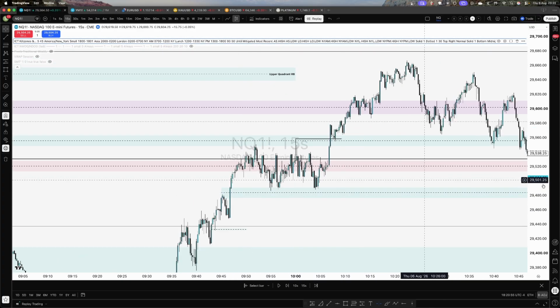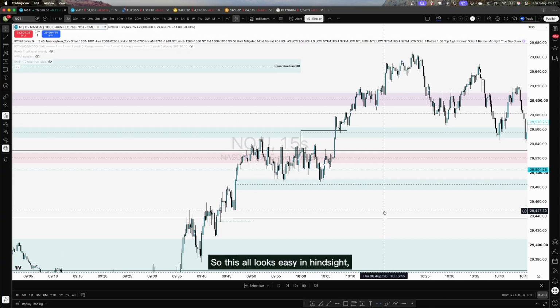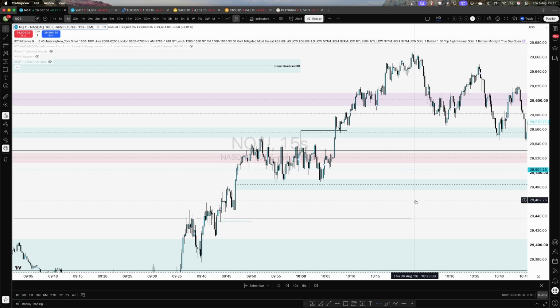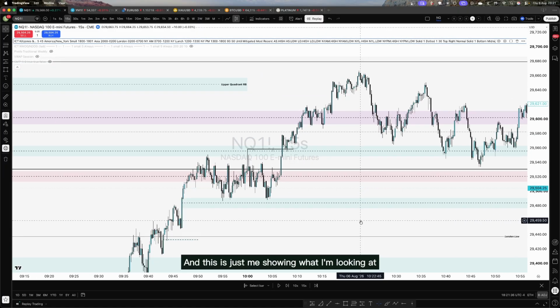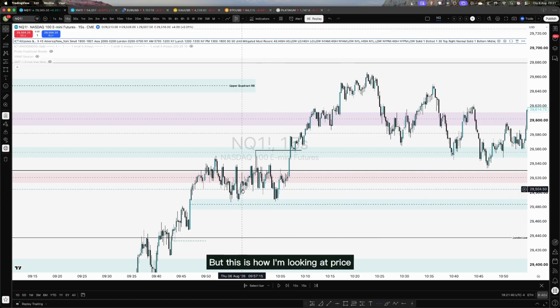Okay, so this all looks easy in hindsight, but I'm able to call this live while the market is printing. And this is just me showing what I'm looking at on a day-to-day basis. But this is how I'm looking at price while the candles are printing.